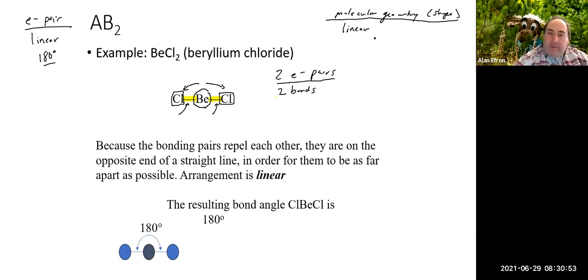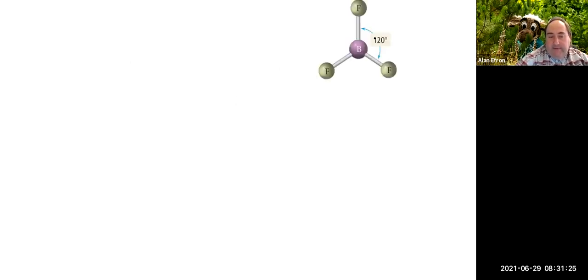So when you approach a Lewis structure that you draw, that's how you want to approach it. You want to think about how many electron pairs there are around the central atom and how many bonds. So 2 electron pairs and 2 bonds gives you an electron pair geometry name of linear, and also a molecular geometry name of linear with a bond angle of 180 degrees, basically a straight line, as you can see there. Let's take a look at another example of another structure.